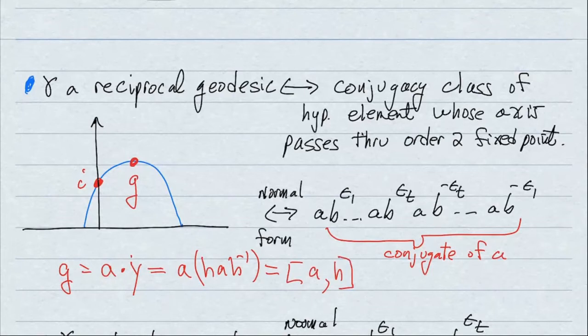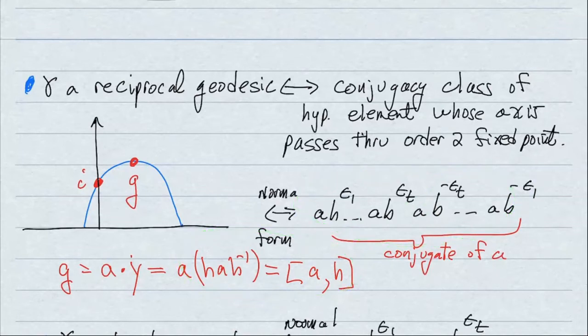So all words that come from the reciprocal geodesic look like this. They're conjugate to something that looks like this. It's the commutator of A with some H in the group. And then we could normalize and think of H as, H should start with B and end with B if I'm going to write it as a word. So that's how you get, this is the H part here. And this is H inverse. And here's the element A that you're conjugating. This is exactly this.